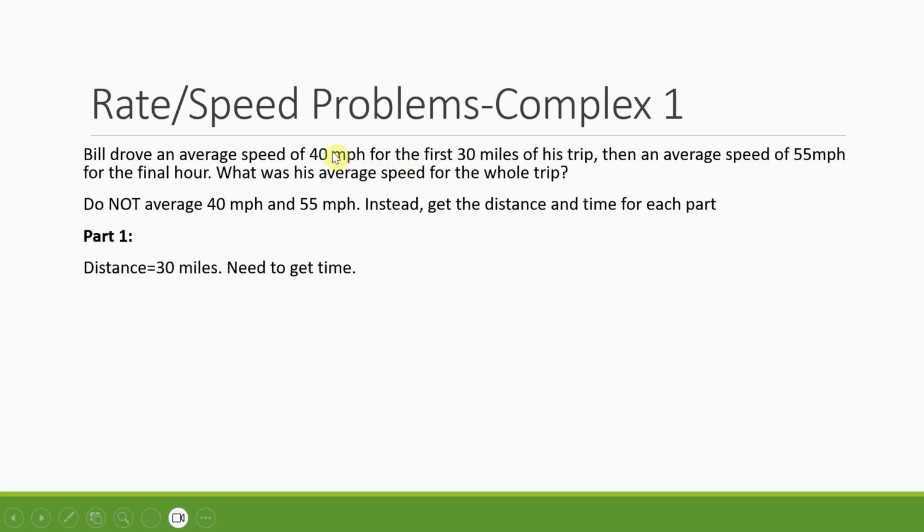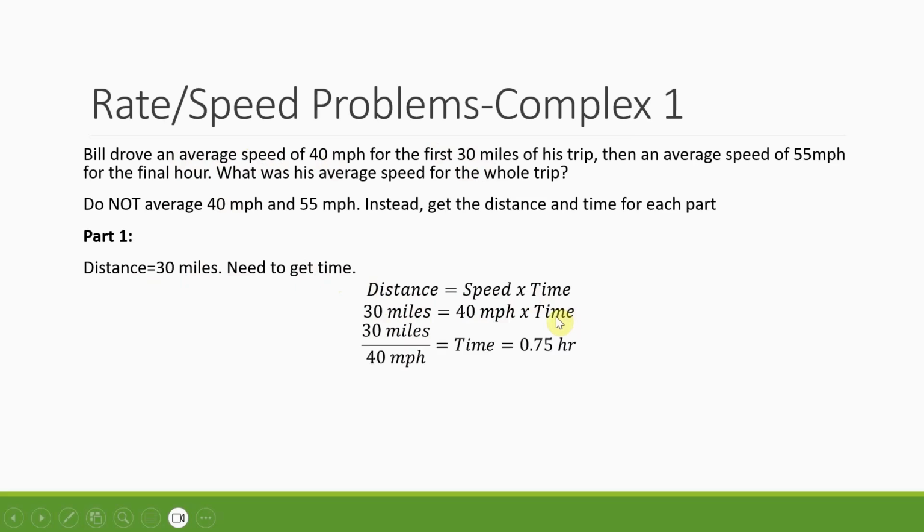So let's break it up and we'll do the first part first. So in this first one, he did average speed of 40 miles per hour. He went 30 miles. So I have the distance, but I do not have the time. Those are the two things I'm going to need for each section. So let's use my formula. Distance is speed times time. I know the speed, I know the distance, so I can get the time. 30 over 40, that's 0.75 hours.